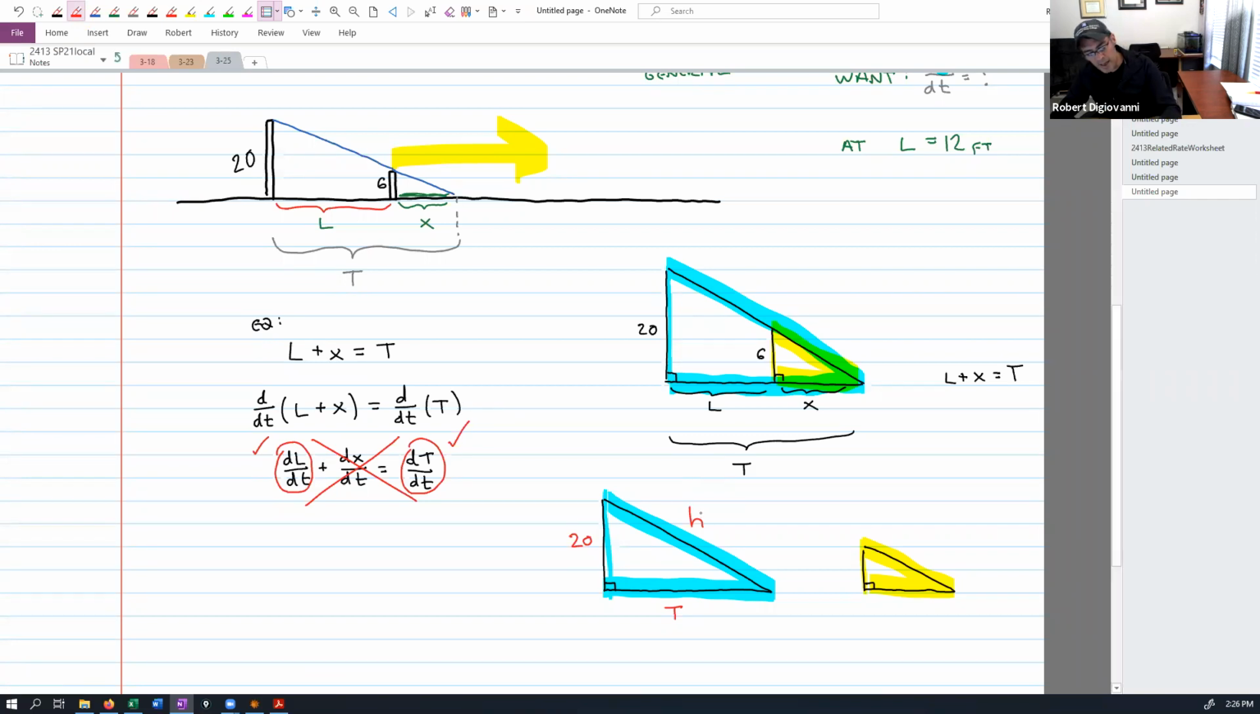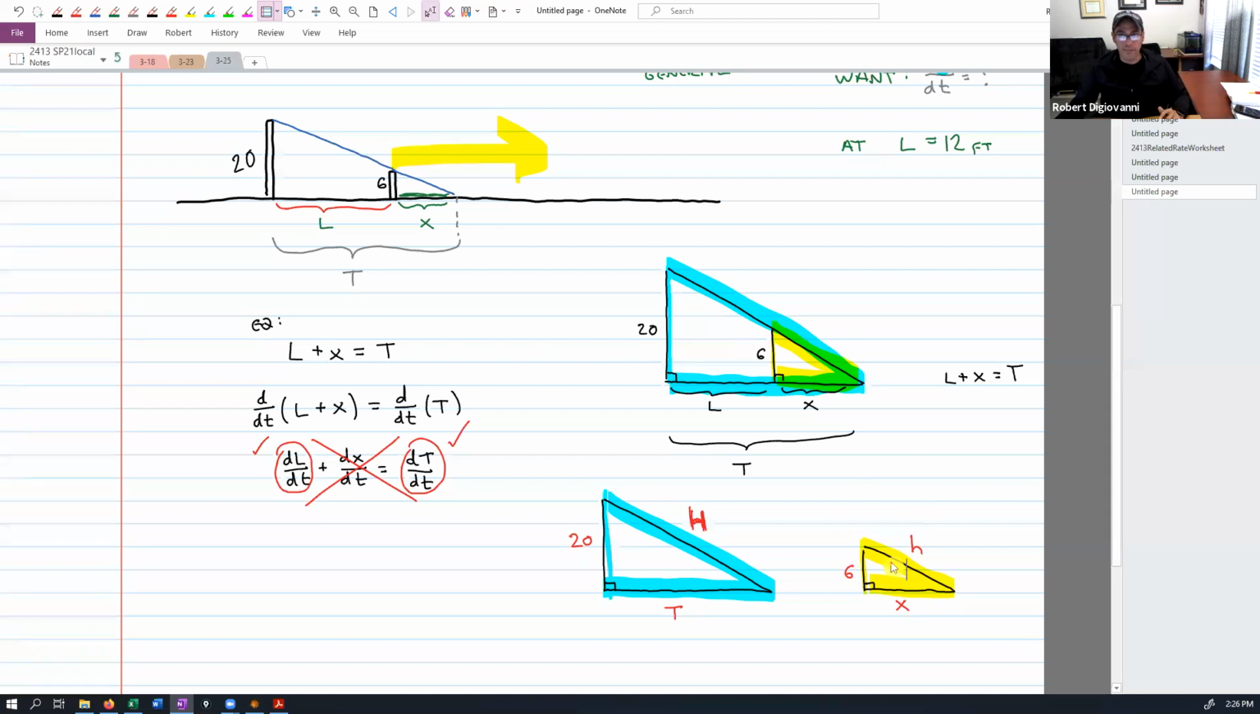And well, let me call this capital H, because it's bigger than the other one. This one will be 6. And then what goes here? X. And I'll call this a little h.